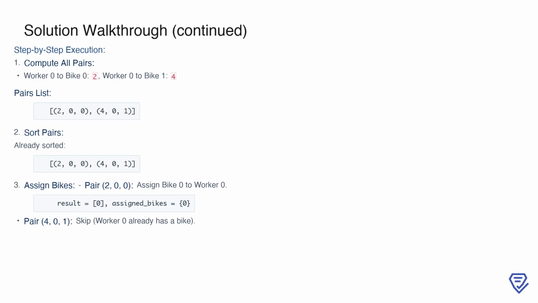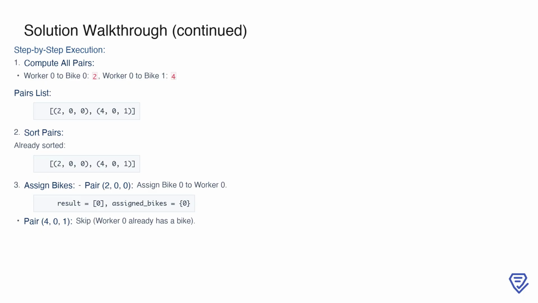In the third example, we have a single worker at 0, 0, and 2 bikes at 1, 1, 2, 2. The Manhattan distances are computed as follows: worker 0 to bike 0 is 2, and worker 0 to bike 1 is 4. These distances give us the pairs list, 2, 0, 0, 4, 0, 1. Since the pairs are already sorted by distance, worker index, and bike index, we don't need to sort further.